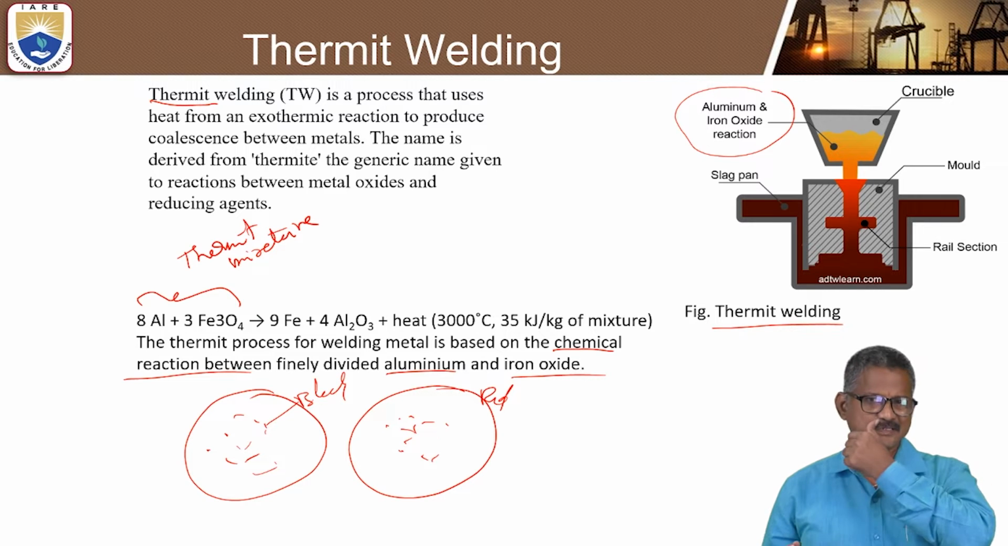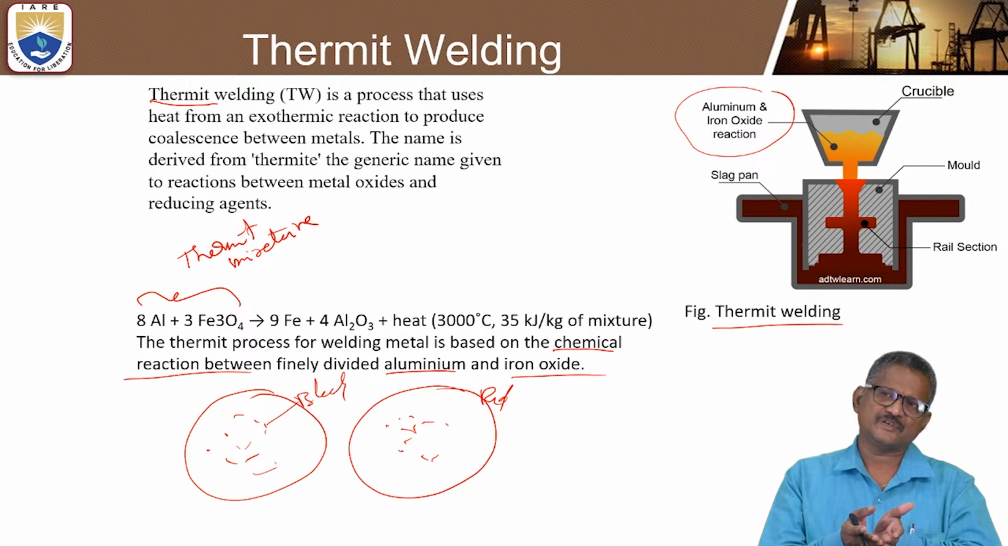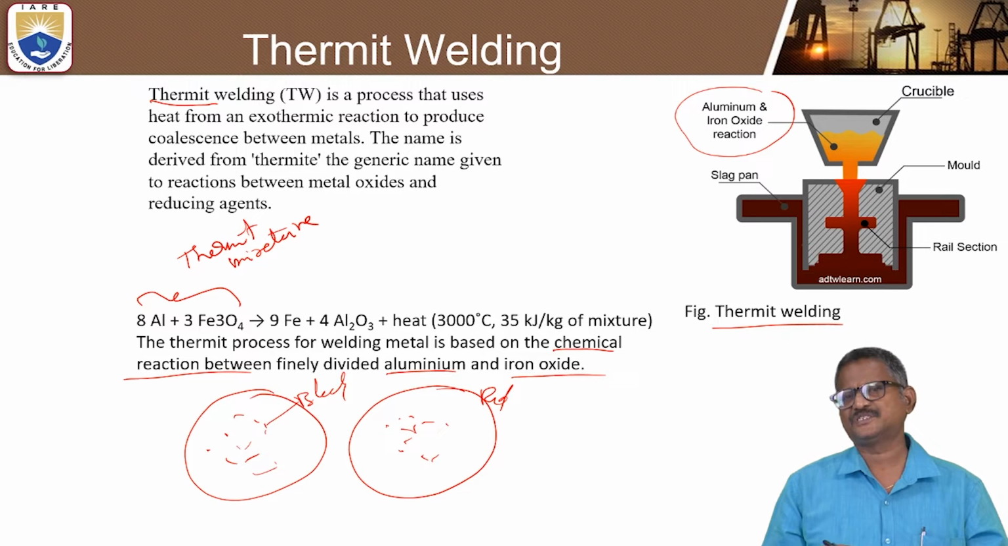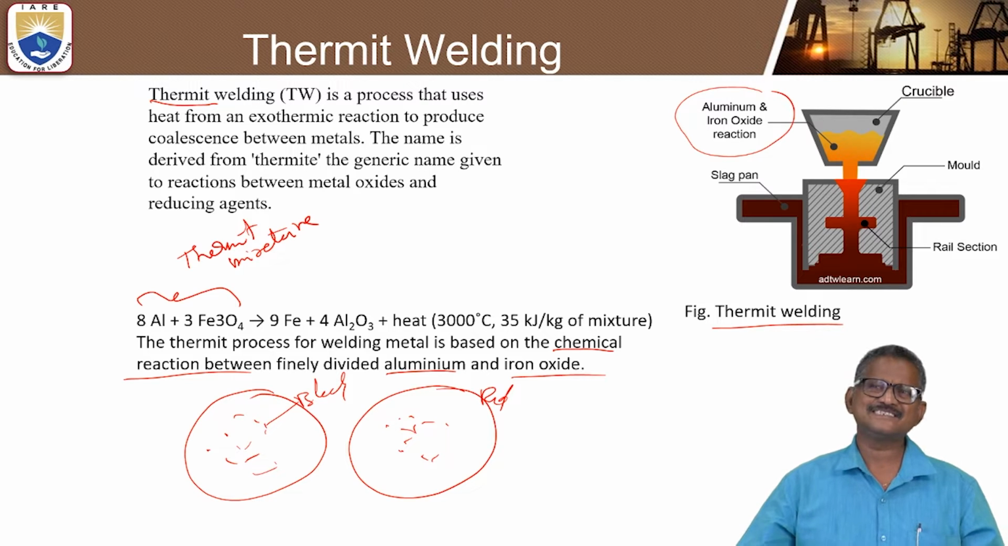Heat can be generated at around 3000 degrees centigrade, and then they pour the molten metal, and they can apply pressure after joining the two metal pieces in a rail section. Okay, so we will discuss it in detail.